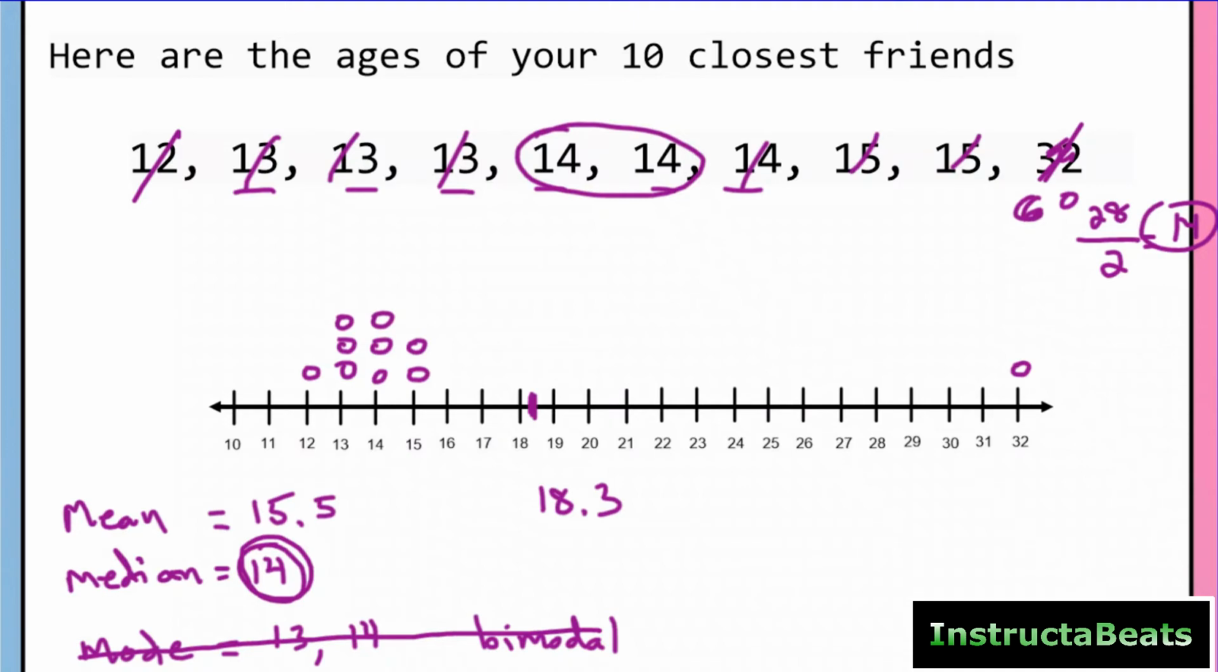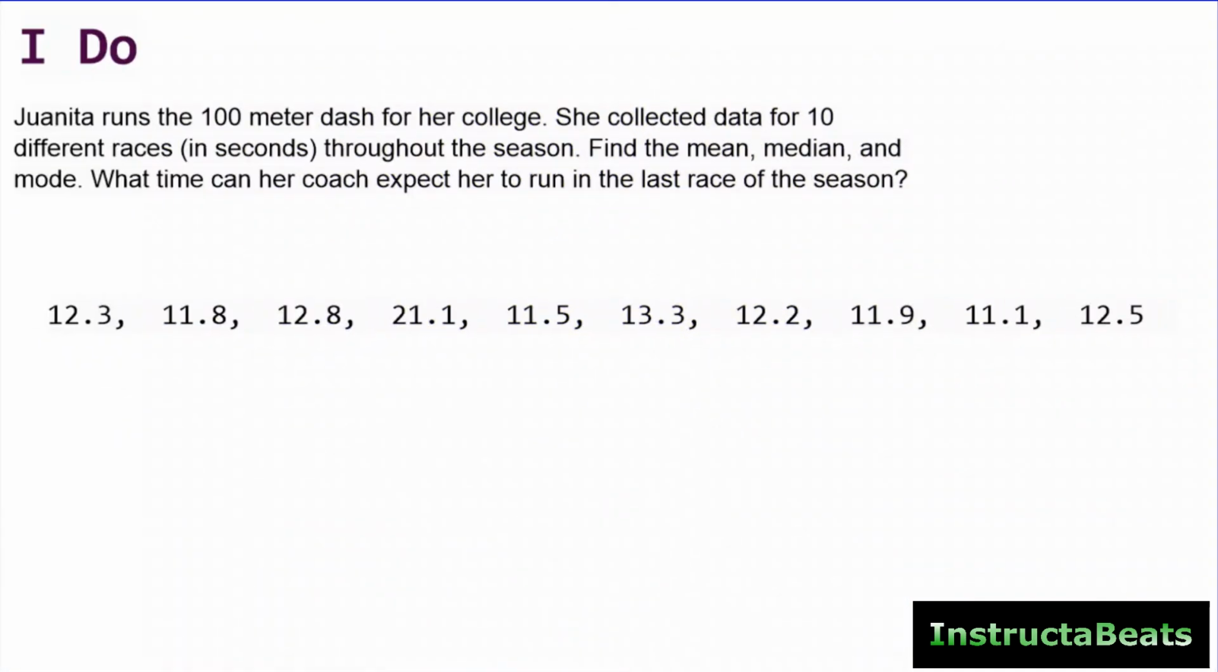Let's take a look at an I do problem. So here our I do problem says, Juanita runs a 100-meter dash for her college. She collected data for 10 different races, and they're measured in seconds, so all these are actually seconds, throughout the season. We want to find the mean, median, and mode, and then the question says, what time can her coach expect her to run in the last race of the season? In other words, what's going to be a typical race for Juanita to run? So we're going to use our measures of central tendency to help us figure this out.